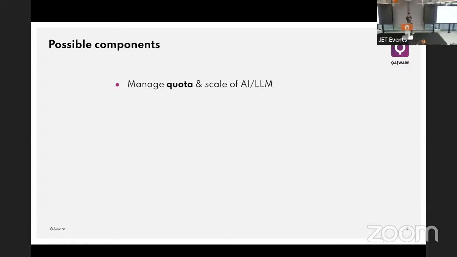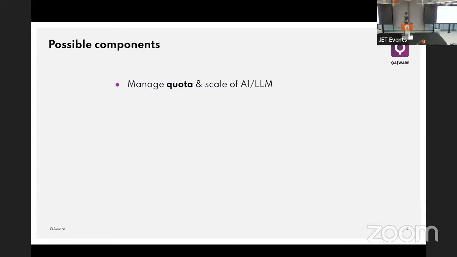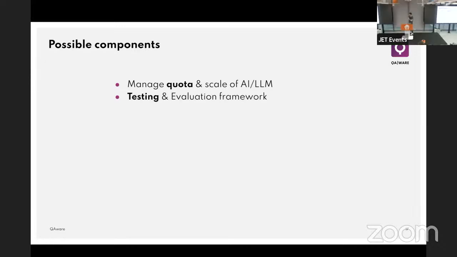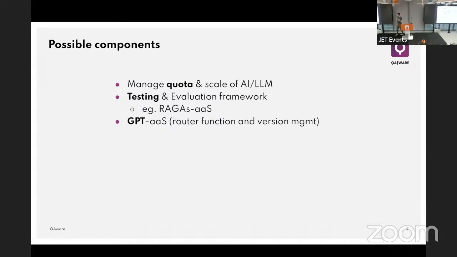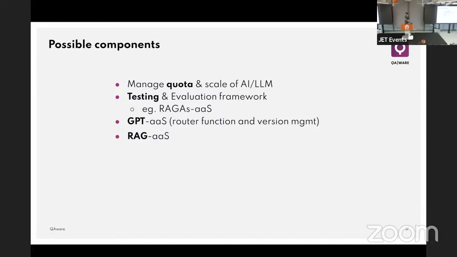Okay, possible components of such an AI platform are managing the quota, because that's one of the problems right now. I think it will go away in future, but right now you have to look at the quotas and your scale. You want that testing and evaluation framework like Ragas as a service, for example. You need to have some kind of GPT as a service, because you need to route the request and you need to version it. You want to have RAG, so retrieval augmented generation as a service. So that's prepared for your developers, and they have it quite easy to use.